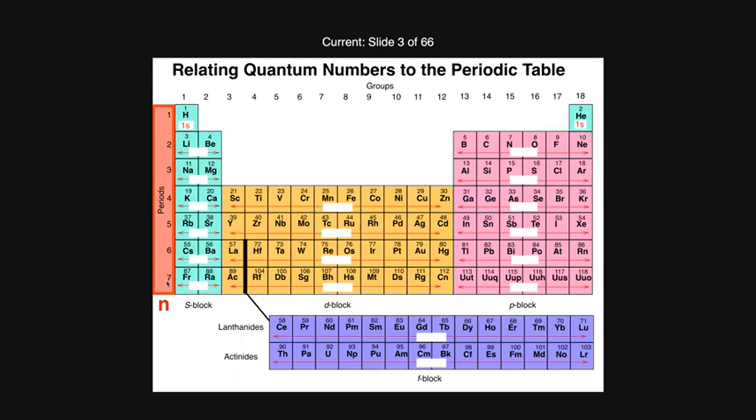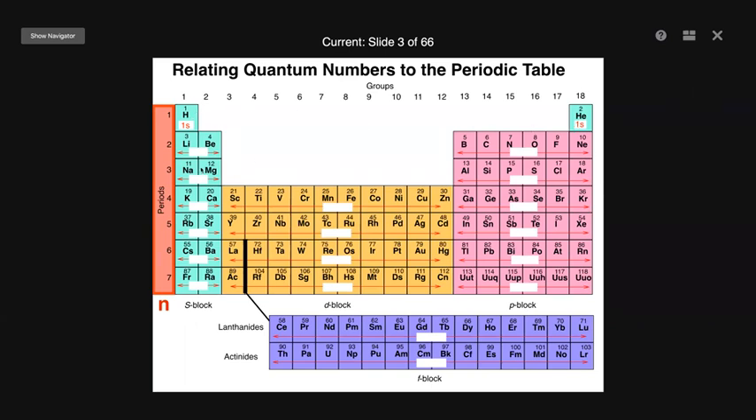Another thing I want to point out is the L value. So this is n, which is the principal quantum number. The L value would describe each of the groups. The group would be the column, so column 1, 2, all the way across. There are 18 columns.